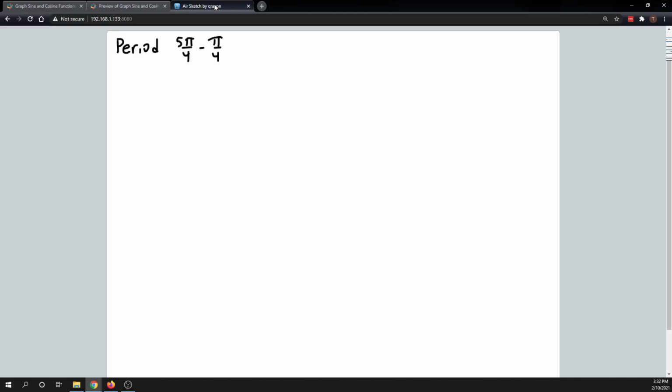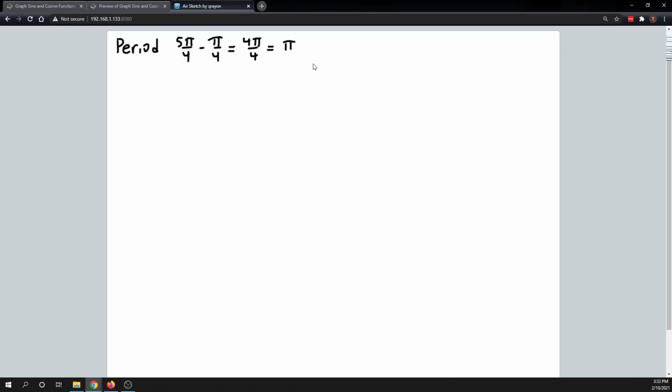And so when I do that, I'm going to get 4 pi over 4. These fractions have a common denominator, so I can just subtract the numerators. 5 pi's minus 1 pi is 4 pi's, and then keep the same denominator. And then I can simplify that. 4 divided by 4 is 1, so that's the same as 1 pi. All right, so that's the period.